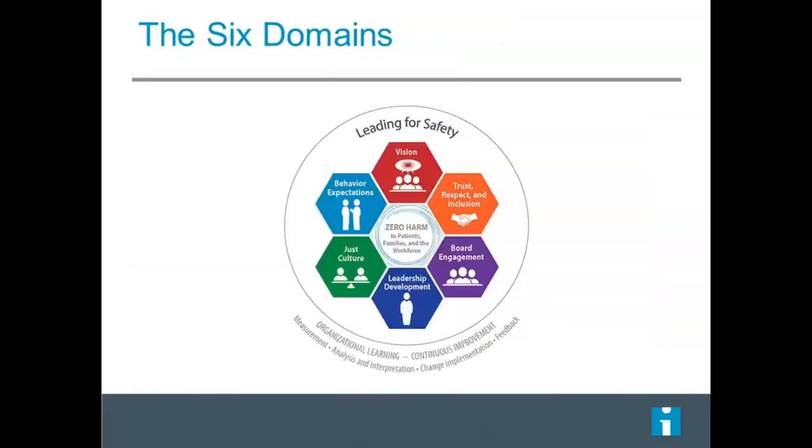And it's based on 6 domains that we felt were critical for driving a culture of safety, and those are shown here. Setting a clear vision for zero harm, trust, respect, and inclusion, engaging the board, developing leaders, having just culture, and setting clear behavioral expectations. And so in that document, within those 6 domains, you'll see strategies and tactics that really drill down into very specific things that organizations can be doing, and there's also an assessment tool.